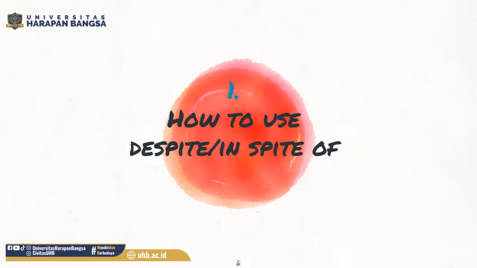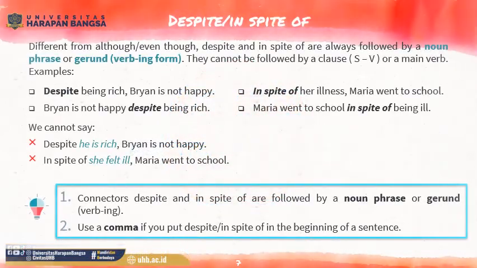Now let's continue to how to use despite or in spite of. Different from although or even though, despite and in spite of are always followed by a noun phrase or a gerund. They cannot be followed by a clause or a main verb. Jadi berbeda penggunaannya dengan although dan even though ya.